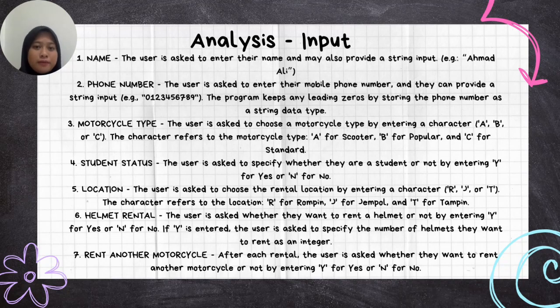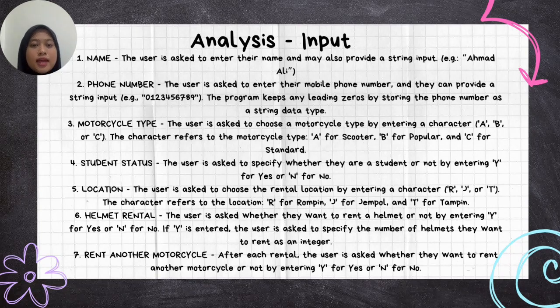Next is motorcycle type. The user is asked to choose a motorcycle type by entering the character A, B or C, where A is for scooter, B is for popular and C is for standard. Next is student status. The user is asked to specify whether they are a student by entering Y for yes and N for no. Next is location. The user is asked to choose the rental location by entering the character R, J or T, where R is for Rompin, J for Jemput and T for Tampin.